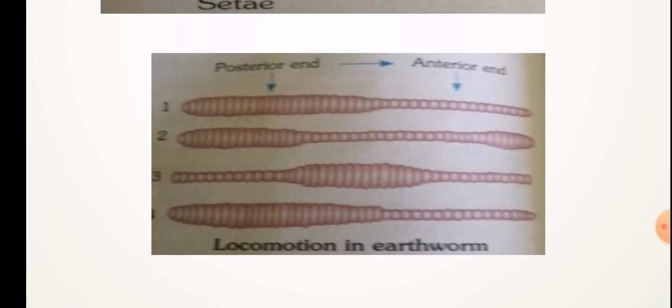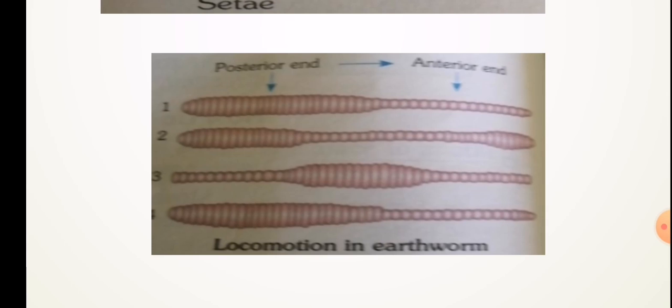In this way, the earthworm is able to move with its anterior and posterior parts, the front part and the back part of the body, through the expansion, relaxation and contraction of the segments and the setae. When this muscular movement takes place, the blood also flows in the direction of the muscular movement, and because of the movement of the blood and the muscular contraction and relaxation, the earthworm is able to move in a forward direction.